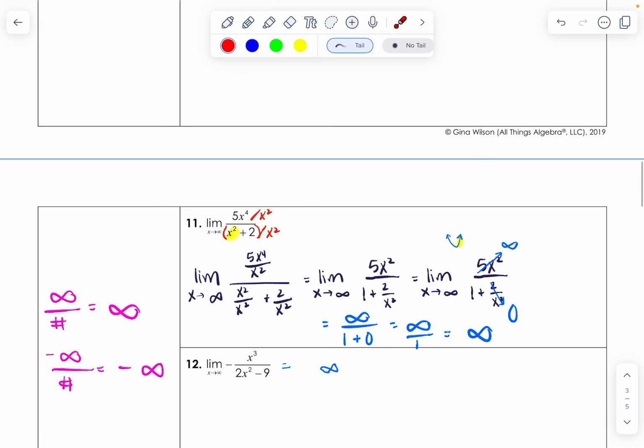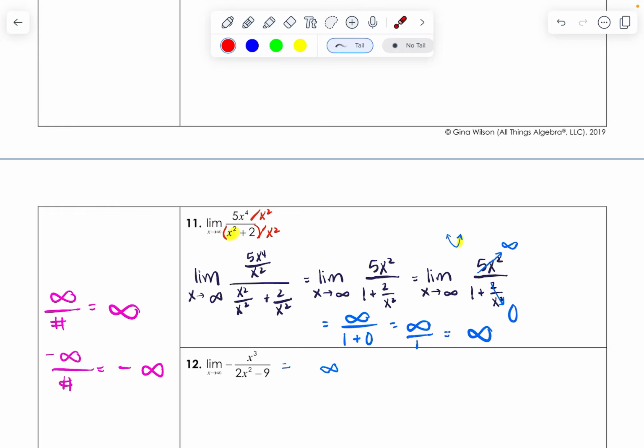This is another type of situation you can have, but we're going to use the same rules we used on the front page. We're going to take the highest power in the denominator, which is x squared, divide the top and bottom, and simplify. So we divided everything by x squared. We simplified where we could. X to the 4th divided by x squared is x squared, so that's why we have this. This simplifies to 1. This is a fraction.